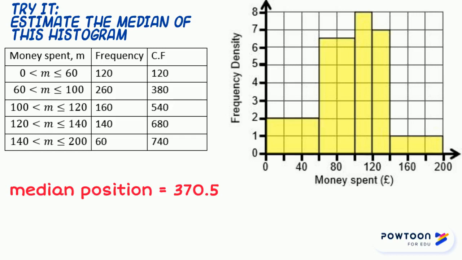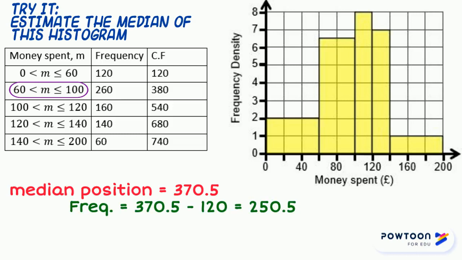Now is where our cumulative frequency comes in handy. We're going to keep adding until we pass 370.5. I've filled out the whole table, but you don't have to once you've reached a number more than 370.5, which in this case is in the interval from 60 to 100. Next we find our frequency. To do this, we take the median position and take away the number of values that we've already used. So 370.5 take away the 120 that were used before our interval. That means our frequency is 250.5.